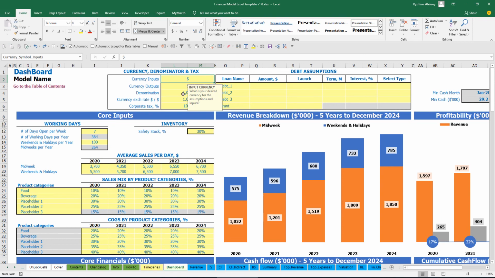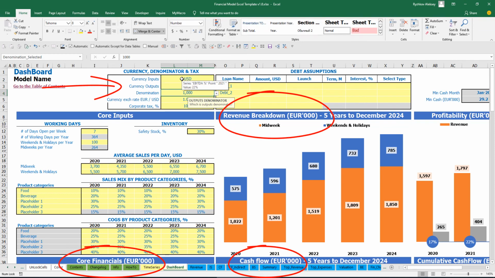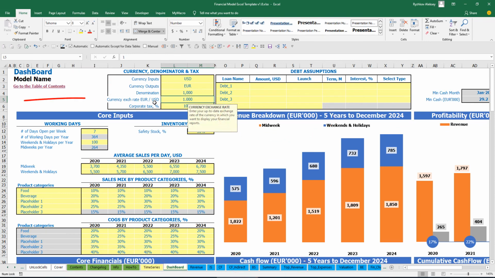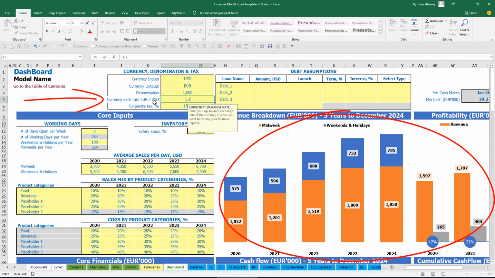On the top of the dashboard you have currency denomination and taxes setup. Currency inputs means that you can input all your drivers for the model using one currency. You have currency outputs. It can be the same as currency inputs and it can be different from currency inputs. Let me give an example. When you input in United States dollars, you have euro as outputs, and for this case you can set up a currency exchange rate. This is 1.2 for example.